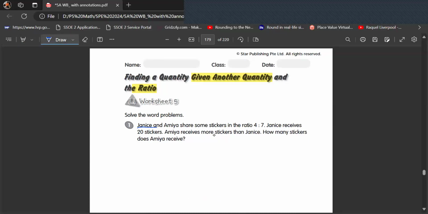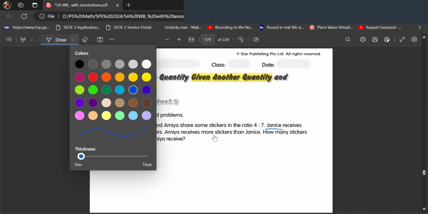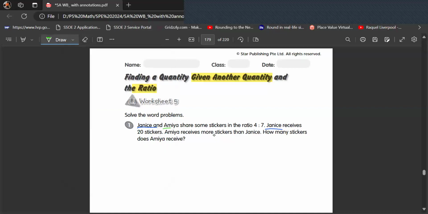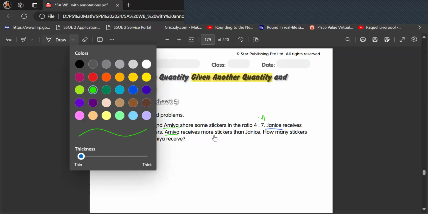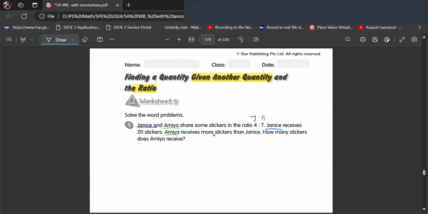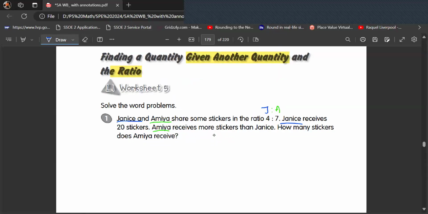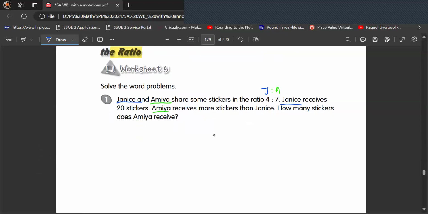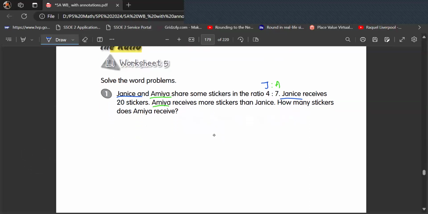Yeah, Janice, then Amia. So I can already annotate like this. So again, it depends on your preference. In Pranavika's video, she shows herself using the ratio method.